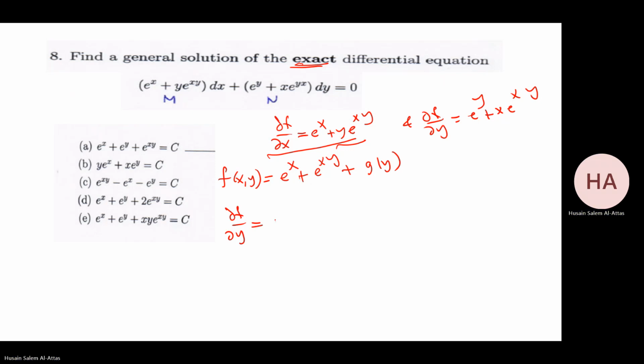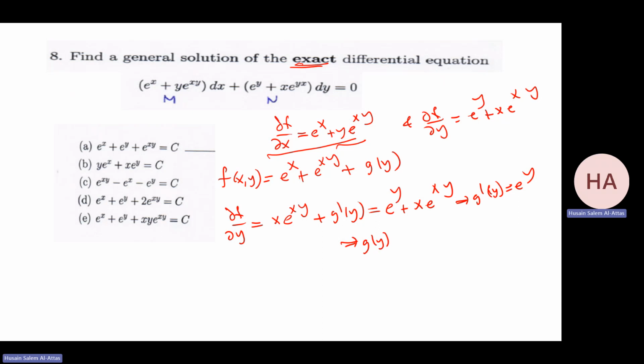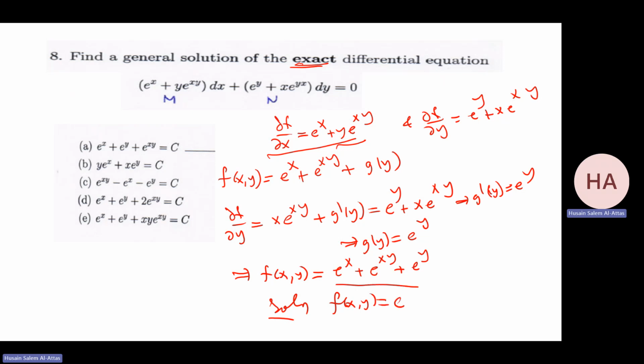Now partial f with partial y will be what? Here I have the x term plus g prime of y. That equals the given term, so g prime of y will be e^y. So g of y will be e^y. Take a look at that. So that means f of x and y will be the sum, plus e^y. That's the solution. F is equal to constant. So I have this equal to constant.